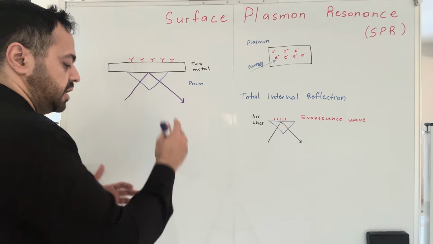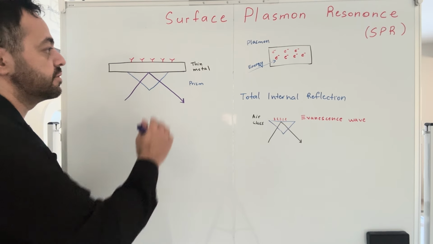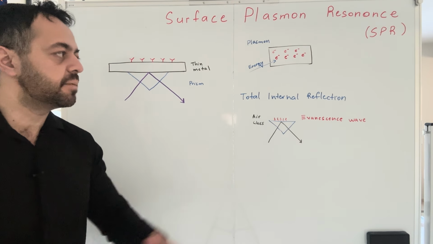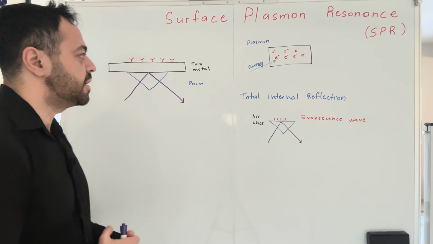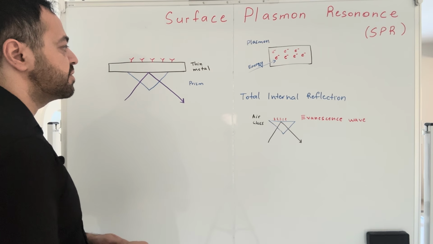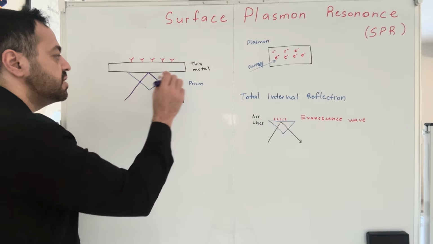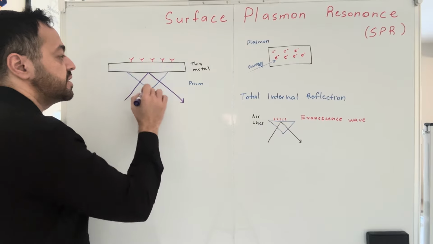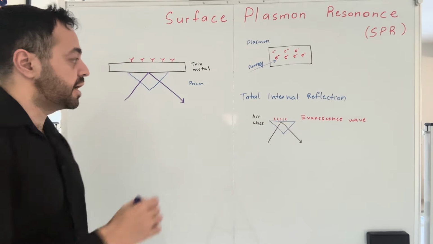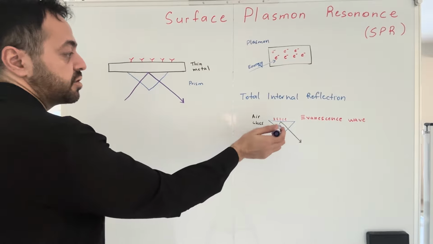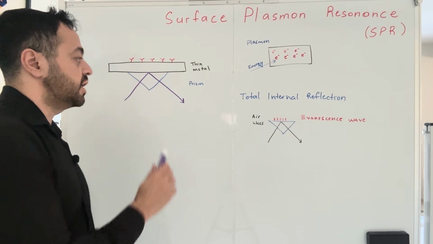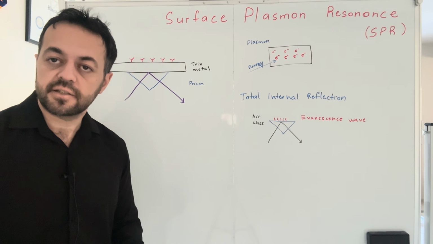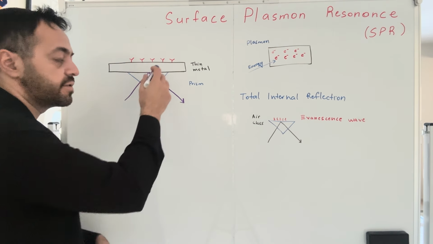So the main part of the SPR is of course the thin metal, might be aluminum or gold or silver, depending on the experiment they are performing. And on the thin metal, there is a prism attached. Now why is the prism there? Just because to generate this total internal reflection and to generate this evanescent field. So that's why we need this prism here.